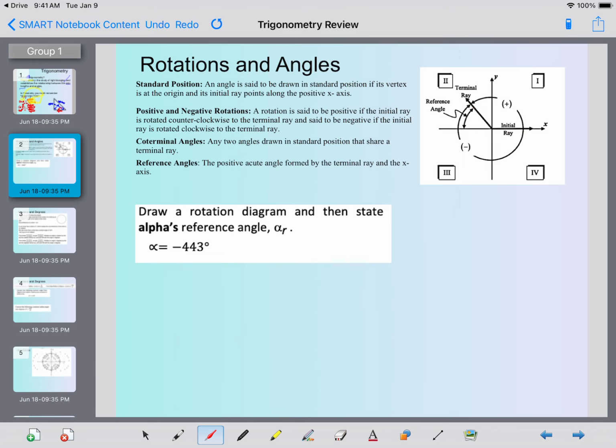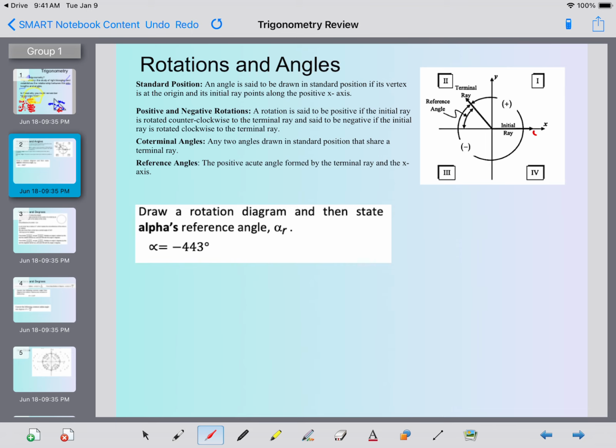And you'll see how important that is when we're evaluating the trig functions or graphing trig functions. Okay, so we have this question here. It says draw a rotational diagram and then state the alpha's reference angle, alpha sub r. So alpha equals negative 443 degrees.